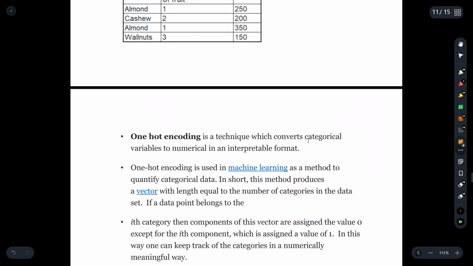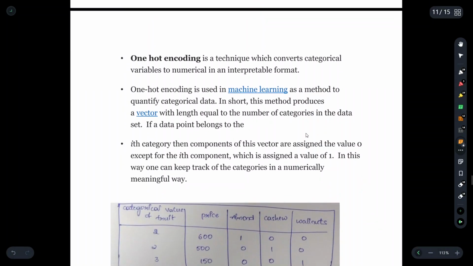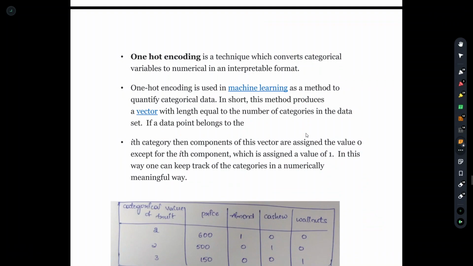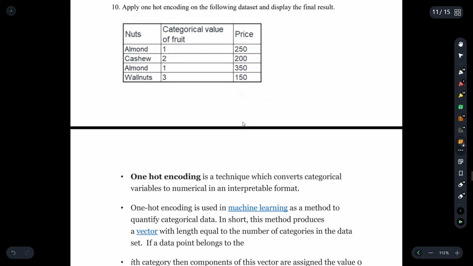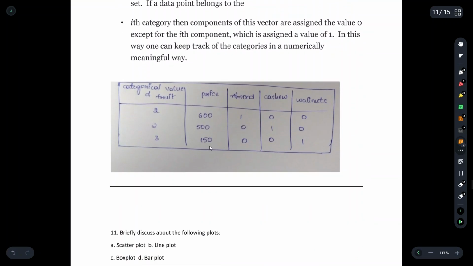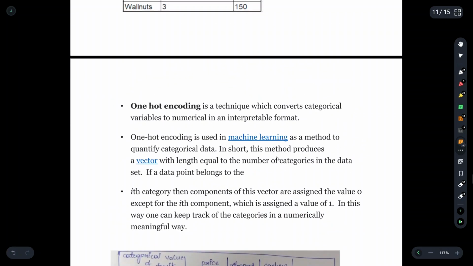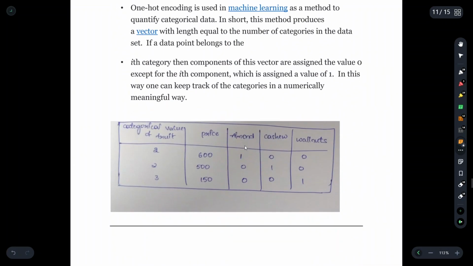So one hot encoding is a technique which converts the categorical variables into numerical. In machine learning, it is a method where a vector with a length equal to the number of categories is created, and for the ith category, the component of the vector is assigned the value 1 and the others 0. So we can see 2, 2, 3. The price is also mentioned here, and now we are going to mention the quantity of those things. That is nothing but the one hot encoding.